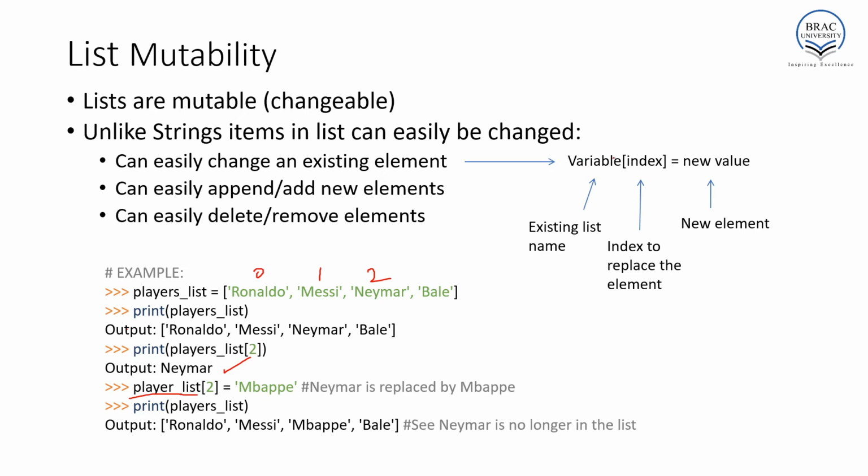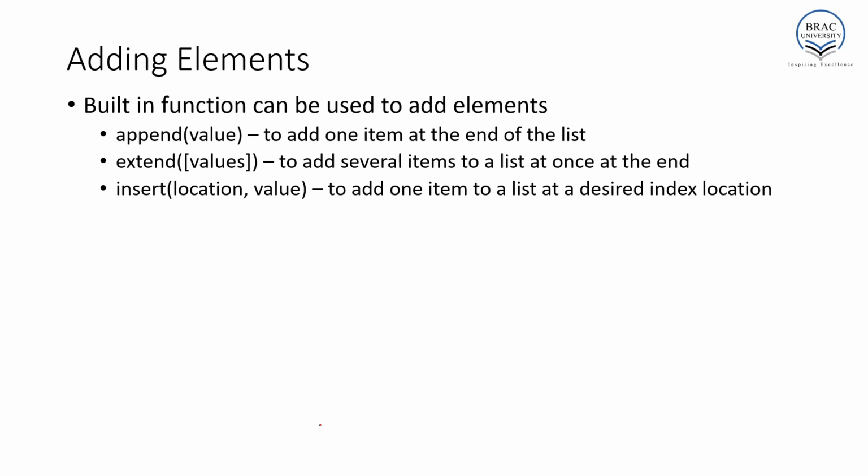At first we need to write the list variable, and then inside square brackets we give the index where we want to put in the new value, and then equal to, we put in the new value we want to put in the index location. So once Mbappe is copied onto the third location, in place of Neymar, the string Neymar gets automatically replaced and deleted. Now when I print the players list, I get Ronaldo, Messi, Mbappe and Bale. Neymar was no longer here, so Neymar was replaced by Mbappe.